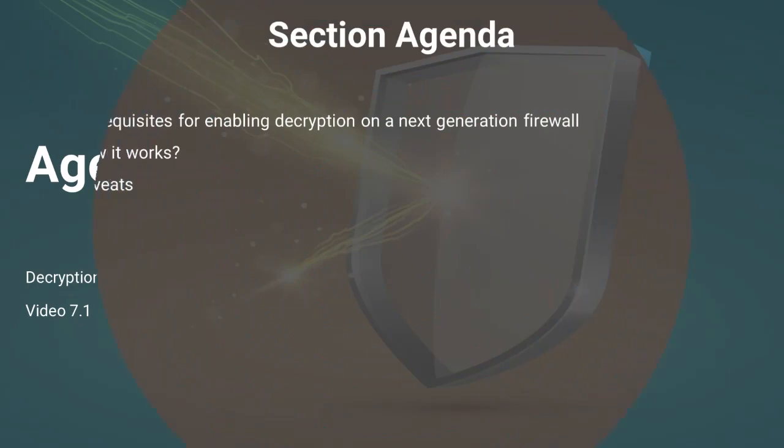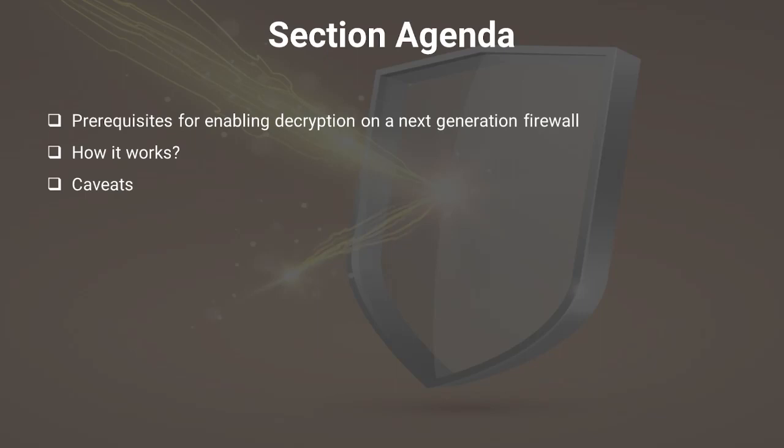If you look at the agenda, we will go through the prerequisites, what you need for enabling decryption on a next generation firewall. Then we will jump to the how it works page to see how it really functions. And then the most important topic is left for the end: the caveats, to see what to watch for. Decryption is not something that always works smoothly on a firewall, because there are numerous challenges and you need to be warned about them. Of course, we will warn you about them here and tell you how you can overcome those challenges.